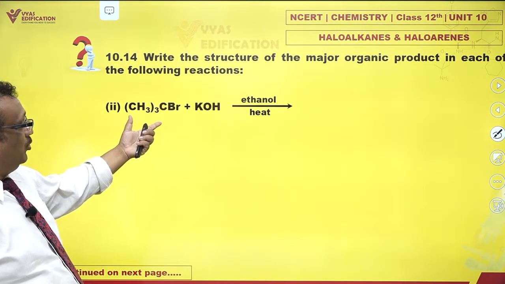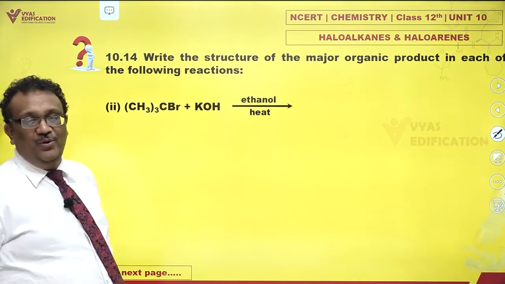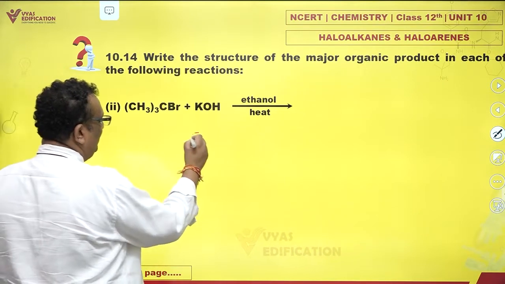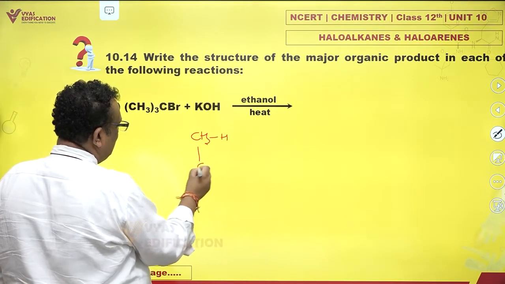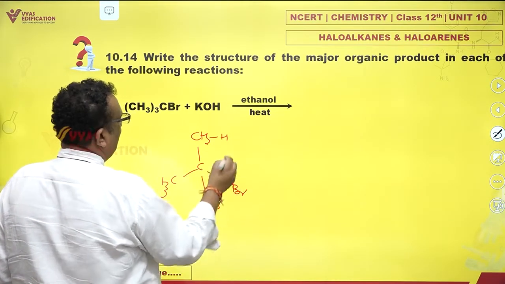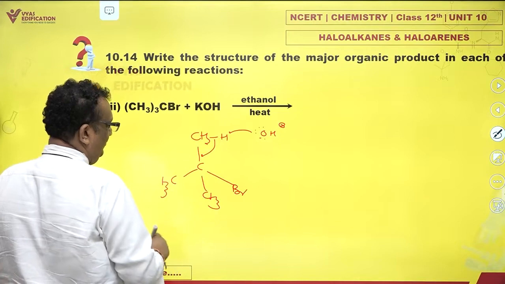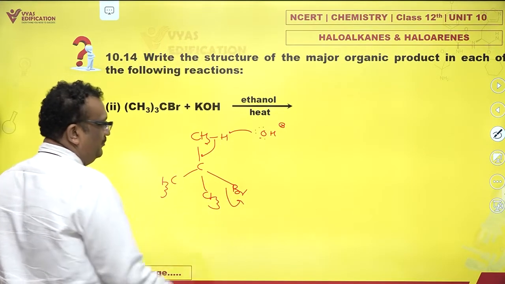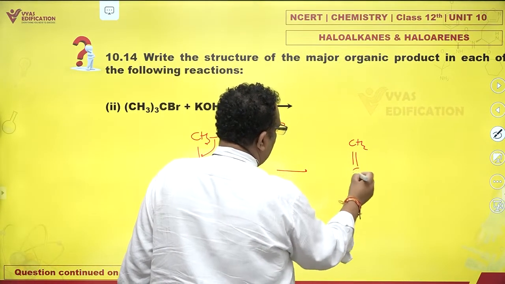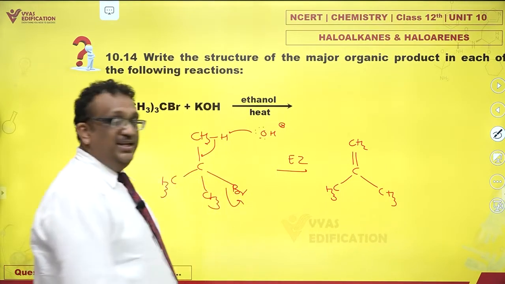We have tertiary butyl bromide with KOH, ethanol and heat. Alcoholic KOH is popular for elimination, and tertiary butyl bromide is a classic recipe for elimination. What happens is this. If you have OH minus attacking, it can push away Br, and what you get is CH2 double bond, a very classic dehydrohalogenation reaction. This is what is called the E2 elimination mechanism.